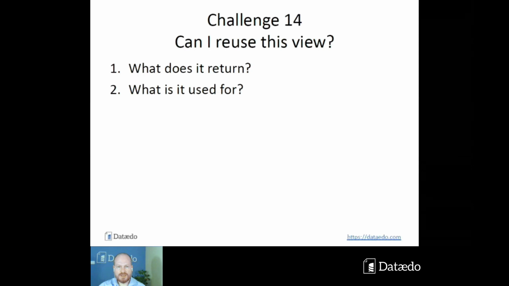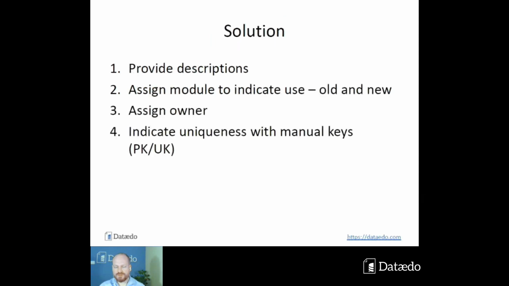So the solution: describe the view, assign a module. By assigning a module, you will tell which kind of report it was created for. When you reuse it, assign it also to the module representing the piece of functionality you're currently working on. So the next person will know it's used right now by two different functionalities. Assign the owner. That will help you to talk to the right person, make sure this is something you need.